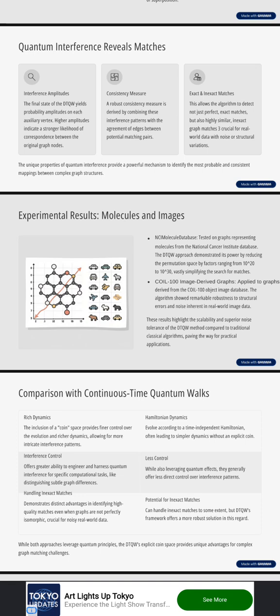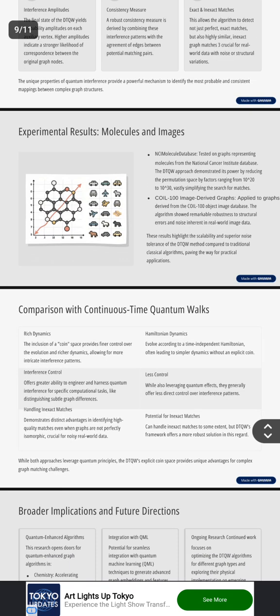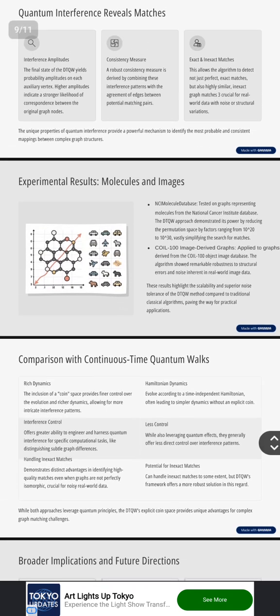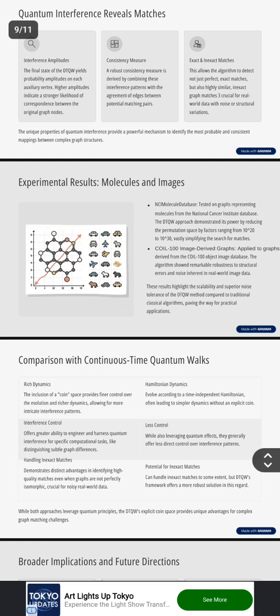The state of the walker, the evolution. Here C is the coin operator and S is the shift operator. Using interference for graph matching. The interference pattern of quantum amplitudes after several steps depends on graph structure. Next, experimental results, molecules and images.